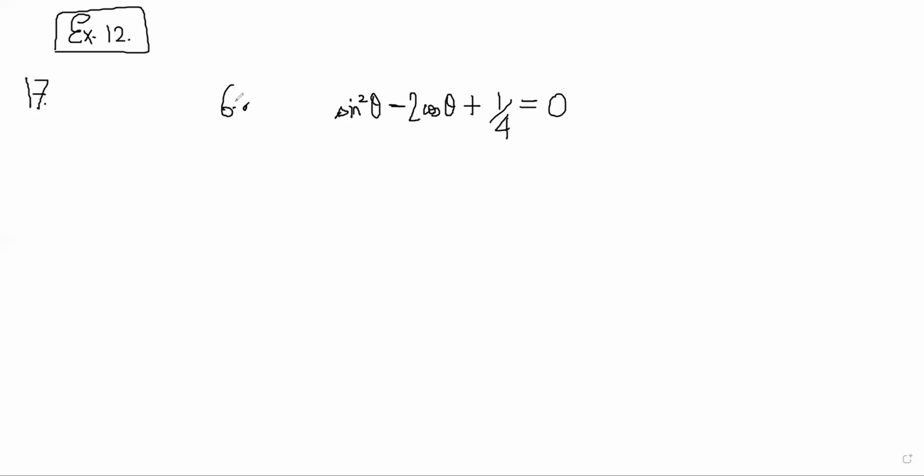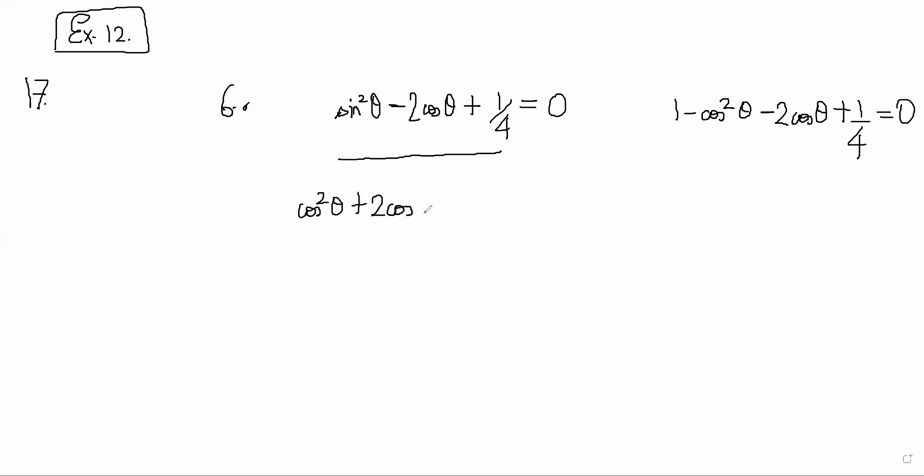Obviously, this looks like a quadratic in sin, so I can easily convert it into cos square, and then it will be a quadratic in cos. So I'll write 1 minus cos square theta minus 2 cos theta plus 1 by 4 is equal to 0. After simplification, this becomes cos square theta plus 2 cos theta minus 5 by 4 is equal to 0.